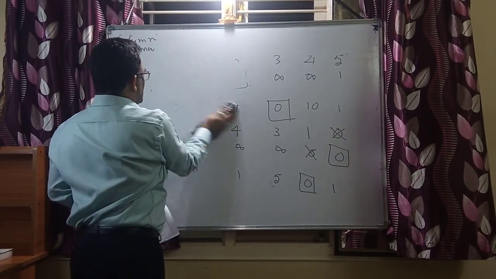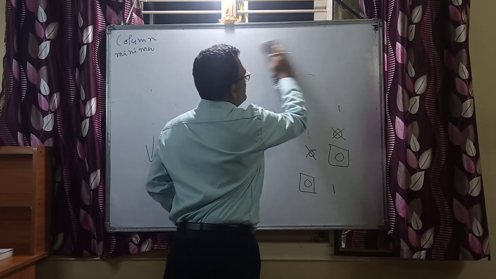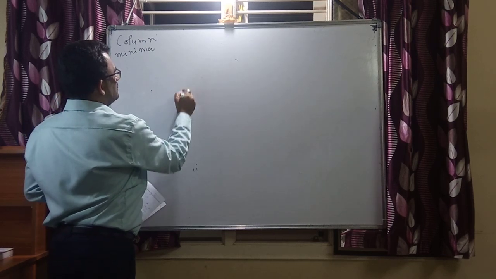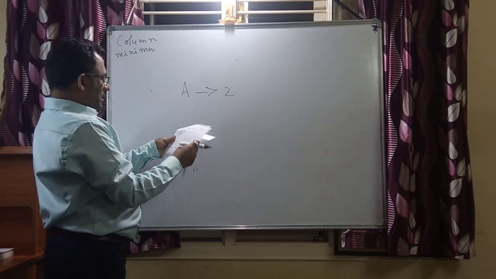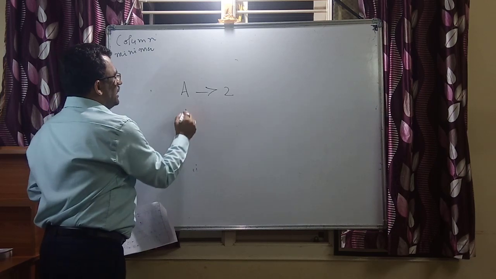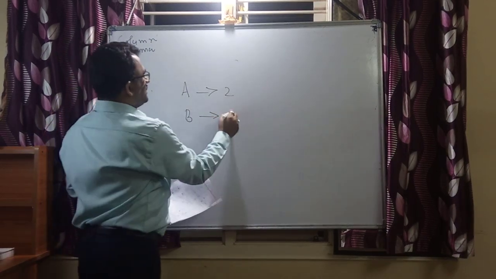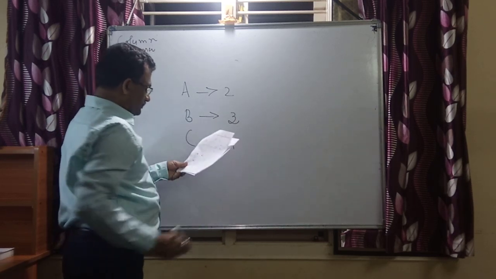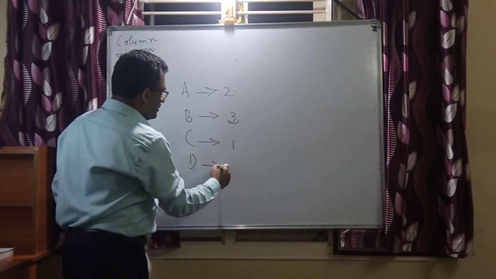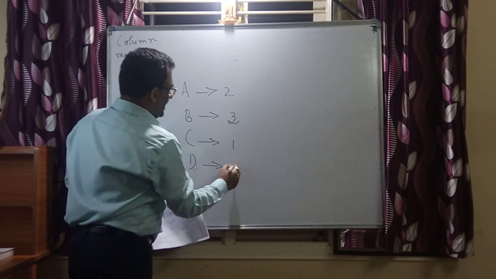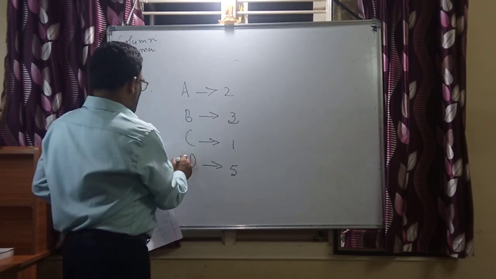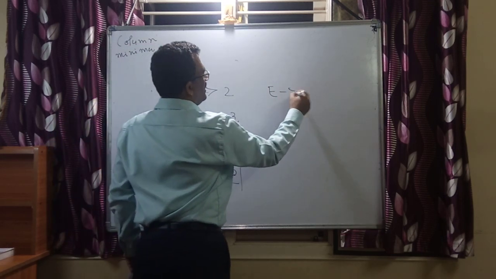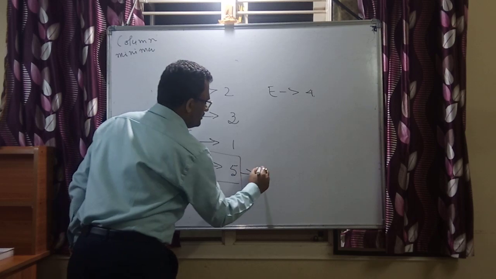Now the optimum allocations, therefore, the assignment schedule will be: employee A to job 2, employee B to job 3, employee C to job 1, employee D to job 5. This is dummy. And then employee E to job 4.